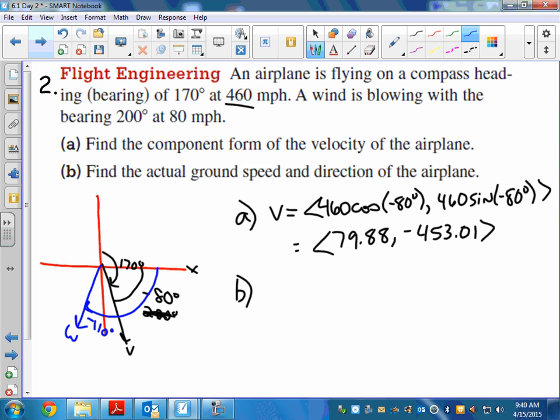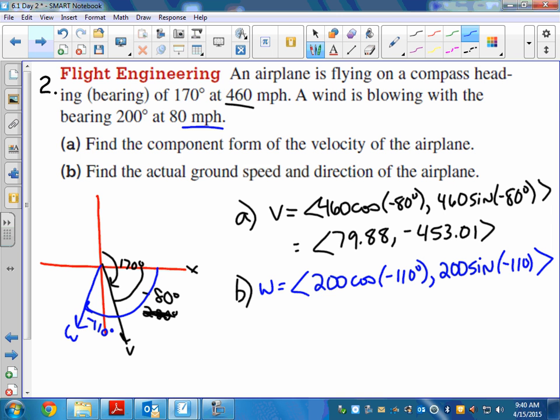So I called this W for wind. And the wind is 80 miles per hour, a bearing 200 degrees, but we're going to use the actual angle from 0. So we're going to just say that's 200 times cosine of negative 110 and 200 times sine of negative 110. And again, it just becomes a calculator issue. If I'm over there in quadrant 3, I should get 2 negative components, yes?